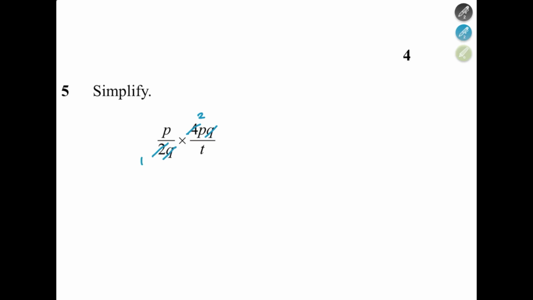And then let's see what we have got. We have got 2. P times P is P squared divided by T. Remember, whenever you multiply two variables, you have to square it. Whenever you are adding two variables, you just write the same variable, but you get 2.